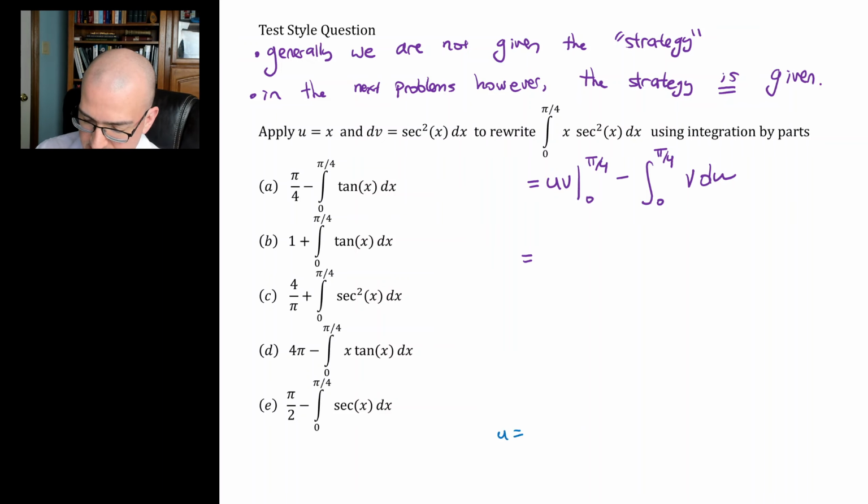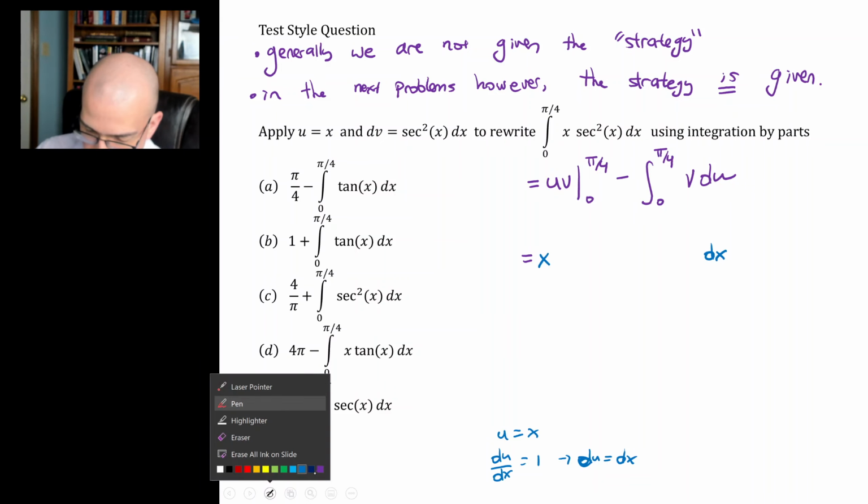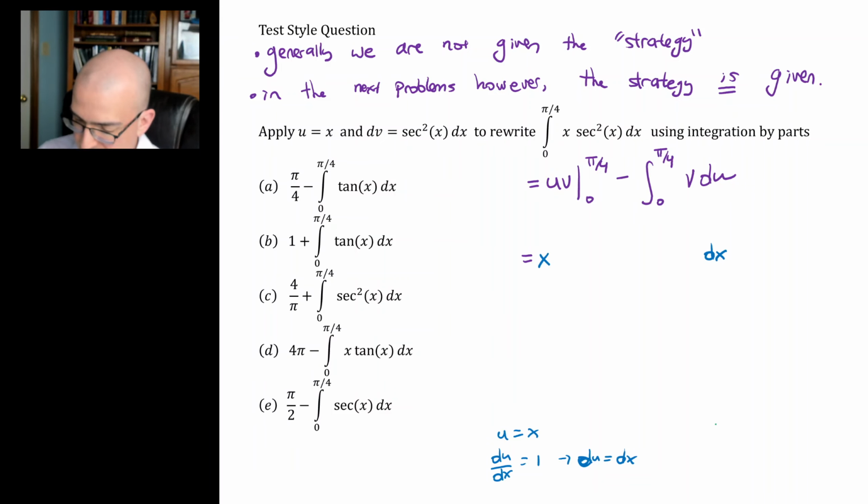So if u is equal to x, then du by dx is equal to 1. So du is equal to dx. Right, we were told, we're not using LATE, we're just told to do it this way. So I have an x there, I have a dx here. And then we're told that dv is equal to secant squared of x dx. Well, we're going to do what we always do, we're going to integrate it. V is the integral of secant squared of x dx.